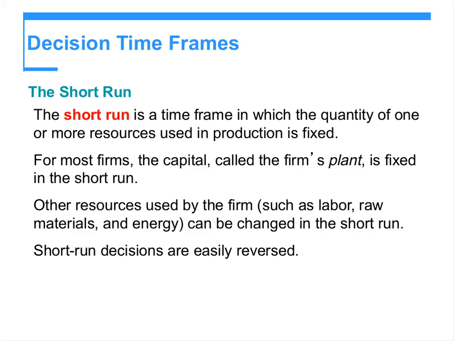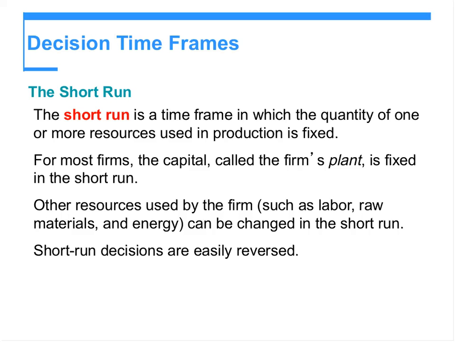For most firms, the capital, called the firm's plant, is fixed in the short run. Other resources used by the firm, such as labor, raw material, and energy, can change in the short run. You see, not all of the resources are going to be the same. While capital usually is the same, short run decisions are easily reversed.